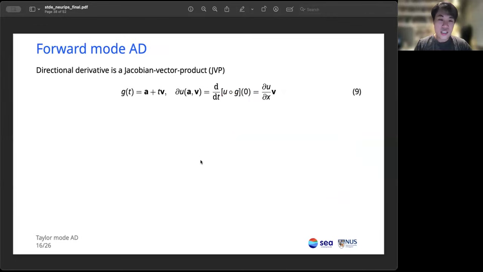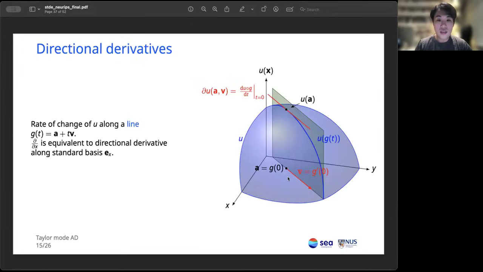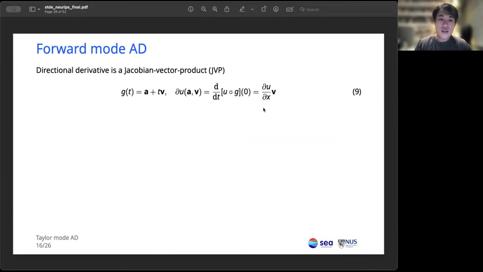So this is what I've explained. If we want to compute the directional derivative of u at point A along the direction of v, it can be thought of as u composed with g, and then you take just the scalar derivative. Here g is this curve that we have defined. In the last line, if you apply the chain rule, you'll find that this is actually a Jacobian vector product, the so-called forward mode AD. So instead of computing the greatest descent direction, you're asking how much the function will change given a certain input direction.